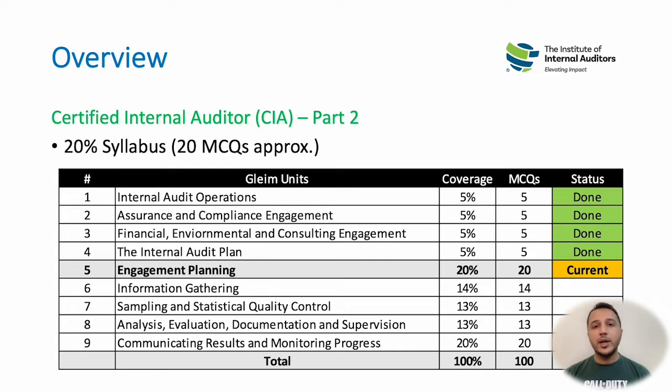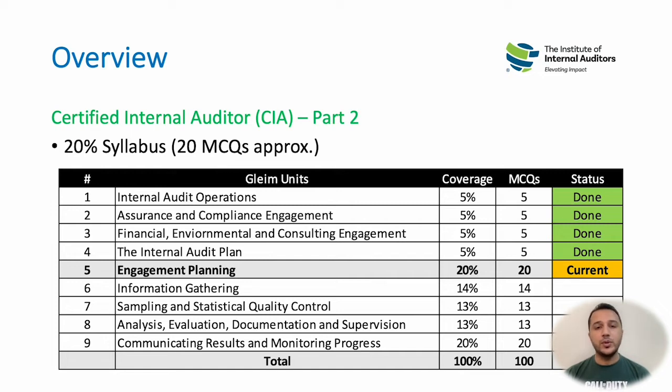Internal audit planning is about the overall internal audit planning. Today we will be discussing engagement planning, that is, how we can plan for one particular engagement. Then we have a section for information gathering, which is part of the audit execution. Sampling and statistical control, again part of the audit execution. Analysis, evaluation, documentation and supervision, again part of the audit execution.